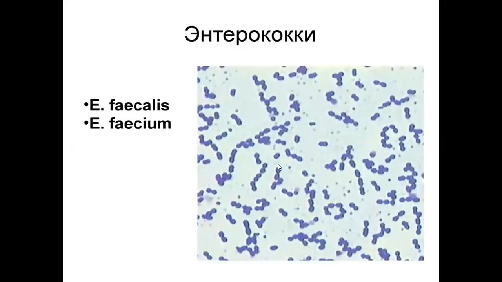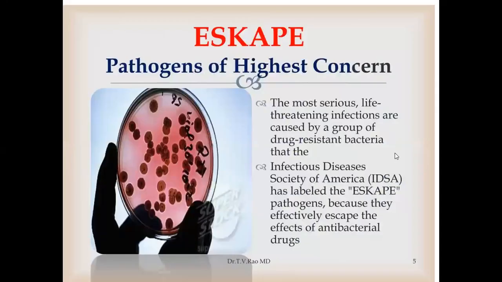they can exchange these genes of antibiotic resistance with other bacteria. Here you can see light microscopy. They are gram-positive, usually diplococci.